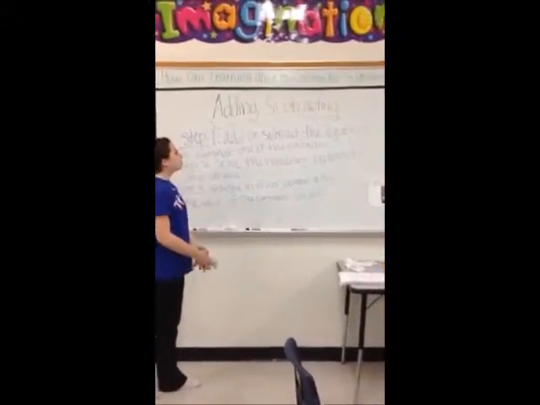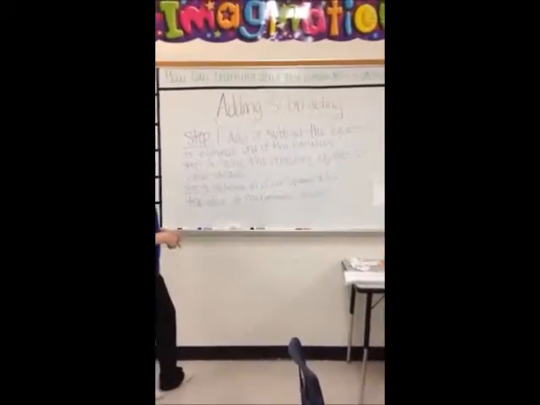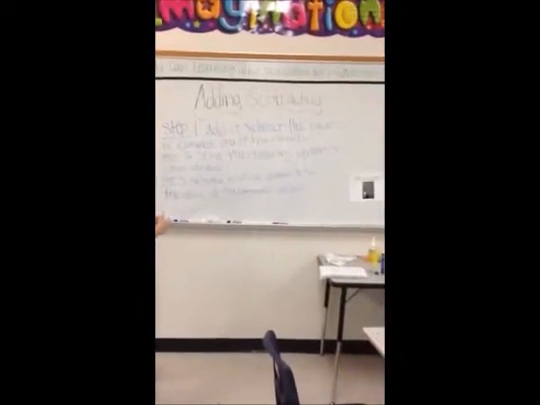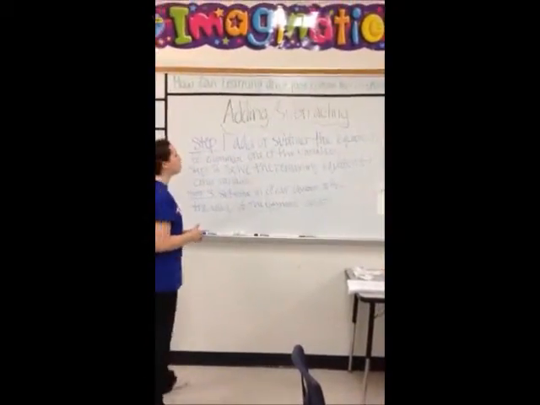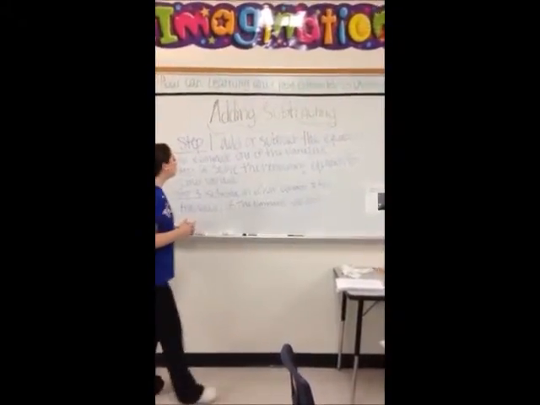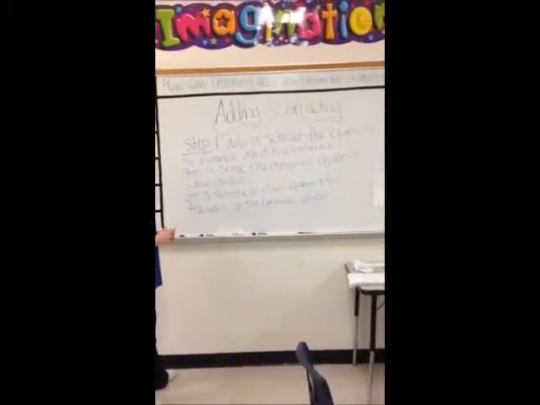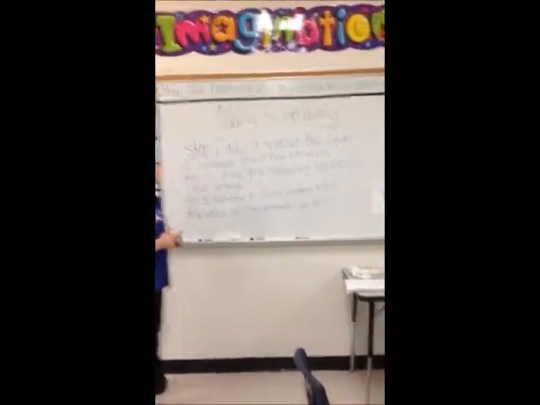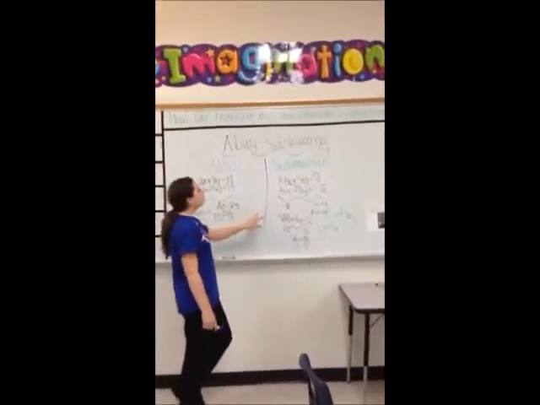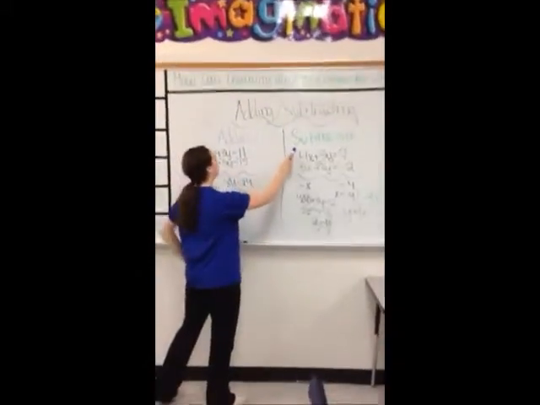These are the steps of solving systems of equations by adding or subtracting. Step 1 is add or subtract the equations to eliminate one of the variables. Step 2 is solve the remaining equation for the other variable. Step 3 is substitute in either equation to find the value of the eliminated variable. These are 2 examples of how to solve systems of equations by adding and subtracting.